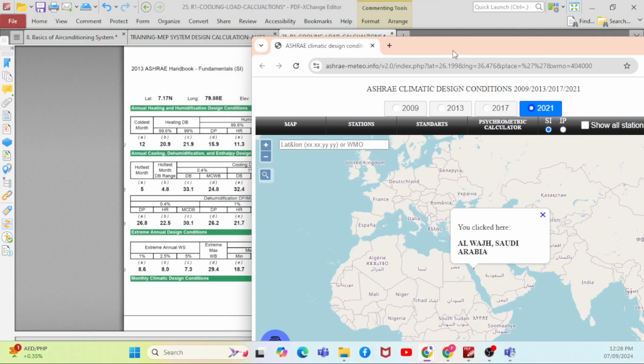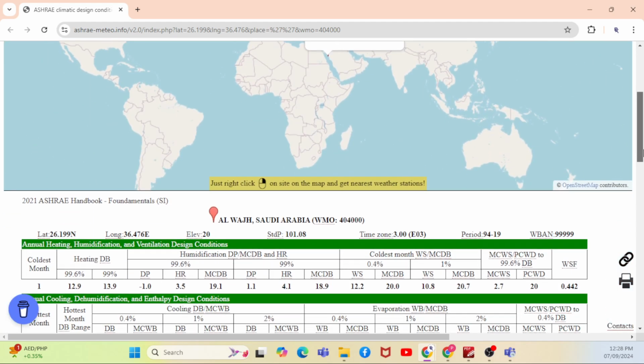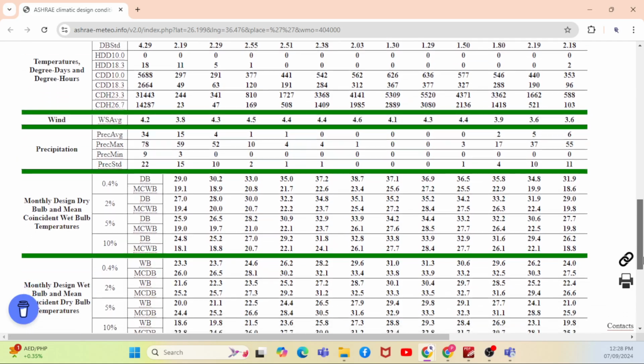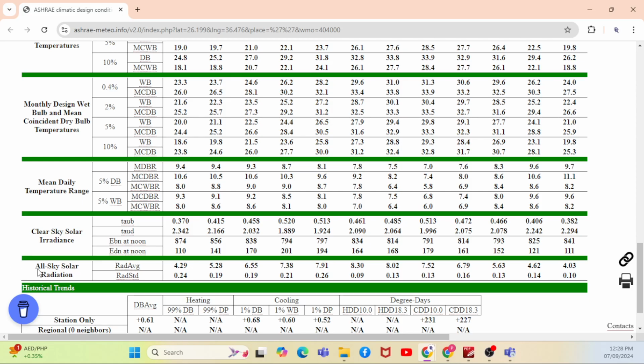Okay, for one of the locations I have just taken the value here. Can you see this value here? All sky solar radiation, right? Yeah. Okay, so you can see the different intensity. You can see that value in kilowatt hour per meter square, daily all sky solar radiation, right?